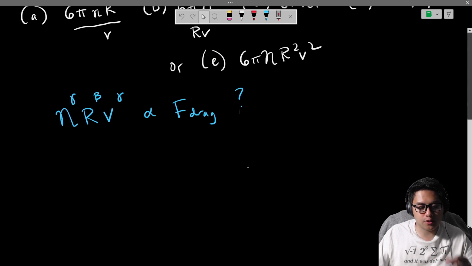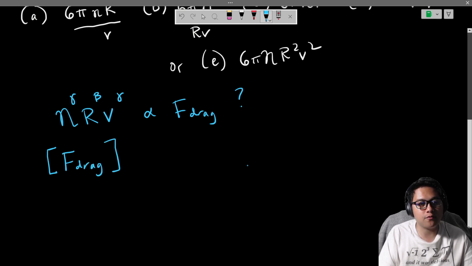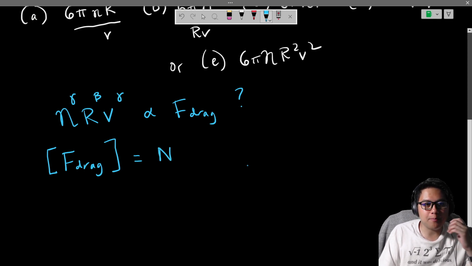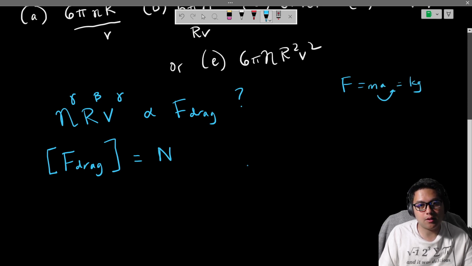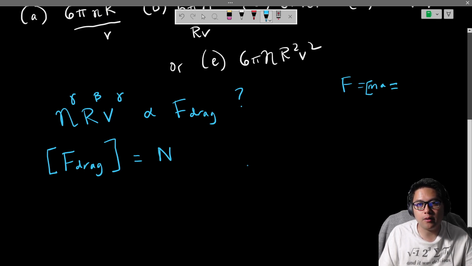Well, we need to first understand what the units are that we're dealing with here. So when I use these brackets, that just means units of the quantity. So F drag, because it's a force, has units of newtons. And if you recall, I'm just going to think of Newton's second law here, F equals ma. M has units of kilograms, right? So M is kilograms, and then acceleration is meters per second squared.